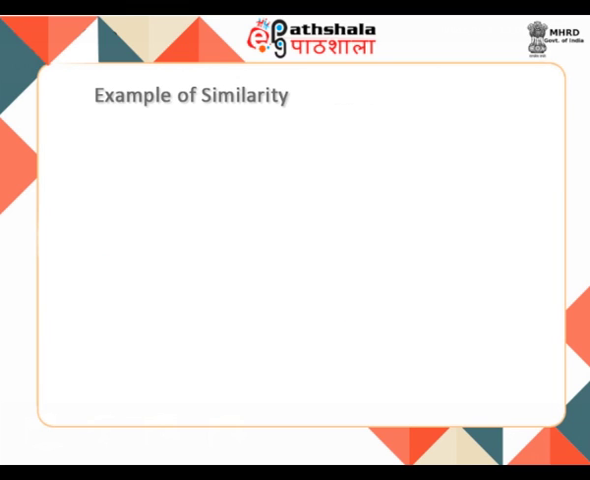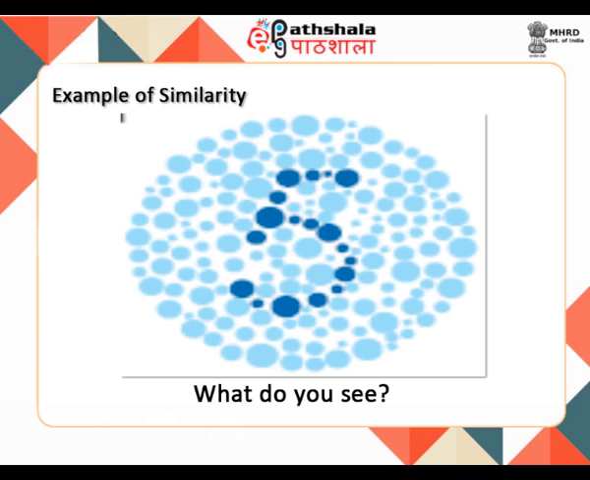In this example, what do you see? You tend to group together the similar objects, that is, the dark blue colors, to perceive a number 5. This is a clear example of law of similarity.